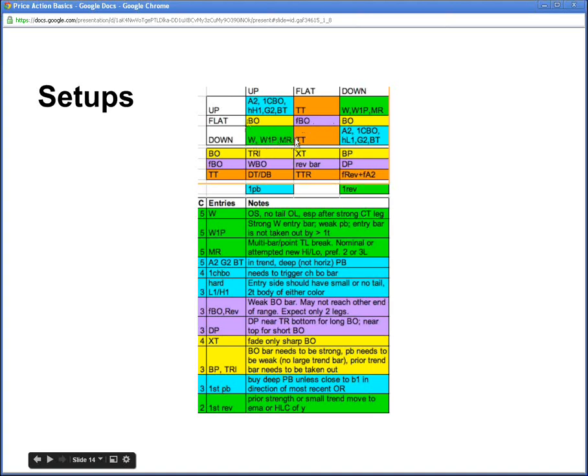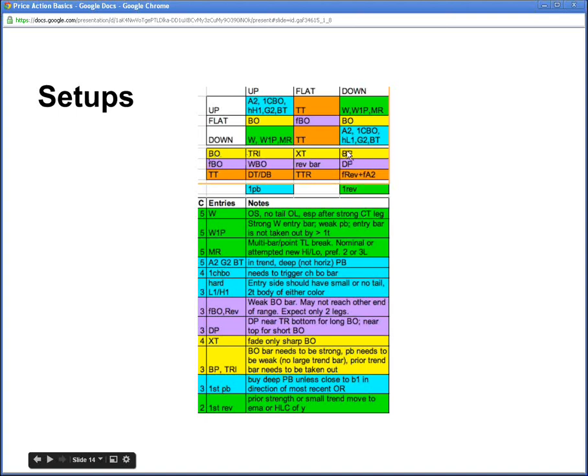This is major reversal. I don't actually treat this as a separate setup. For me, when a trend breaks, it turns into a trading range, and the test of the extreme is a failed breakout trade. And if the range is small, I will not take it.